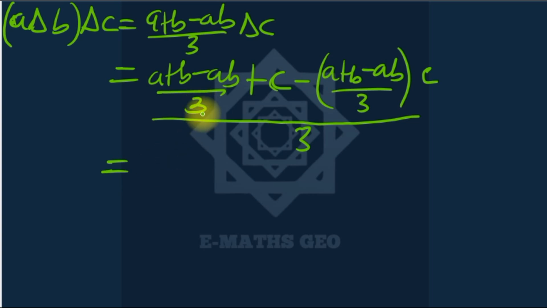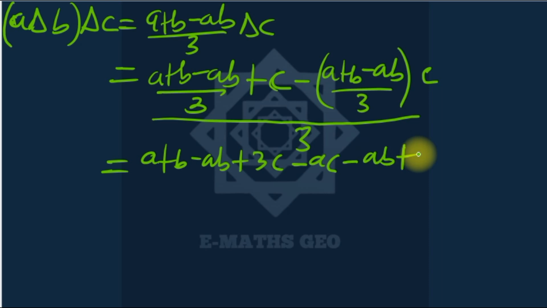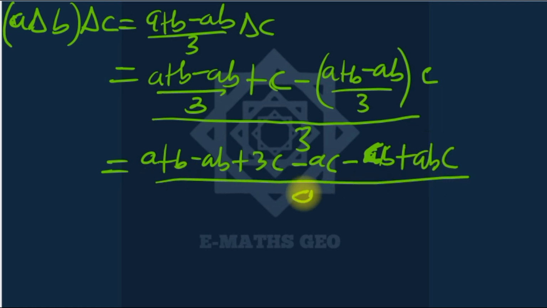Multiply both the numerator and the denominator by 3. So 3 times this, I have a plus b minus ab plus 3 times c is 3c. 3 times this, that's all. So we're left with c times all this. I have minus ac minus bc, sorry, this should be c, minus cb plus abc, over 3 times 3 is 9.